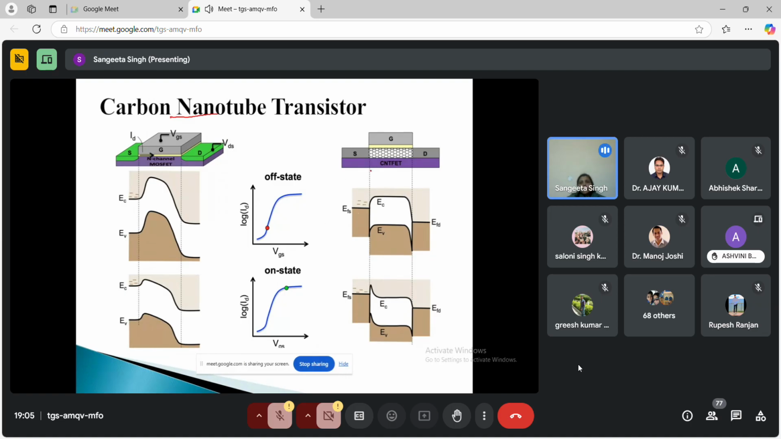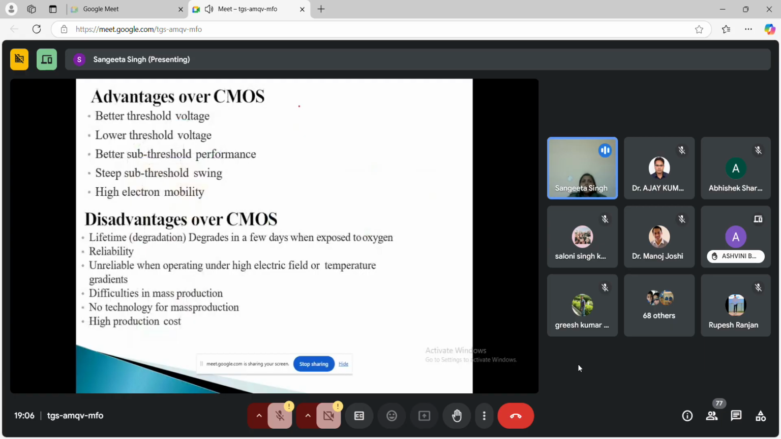So what is the basic governing mechanism for TFET? It was tunneling. For IMOS, it was impact ionization. For ferroFET, it was negative capacitance behavior. And for carbon nanotube transistor, it is Schottky tunneling, right? So the basic advantages: better, lower threshold voltage, good subthreshold slope, and high electron mobility. But what is the disadvantage?